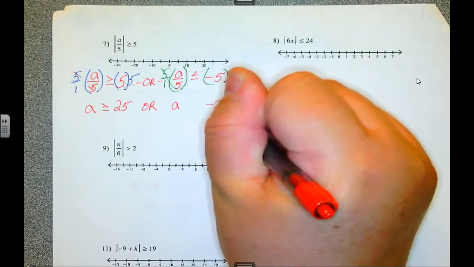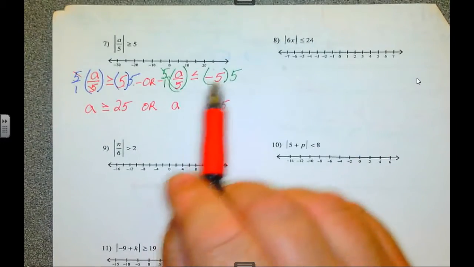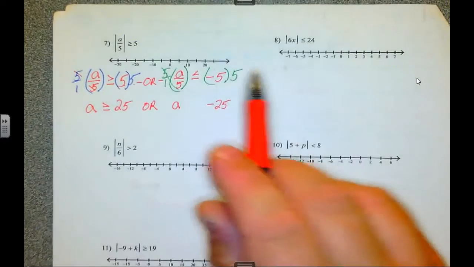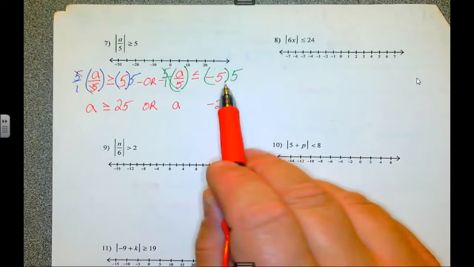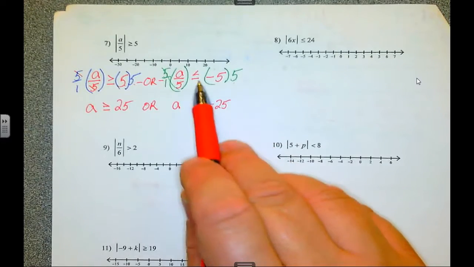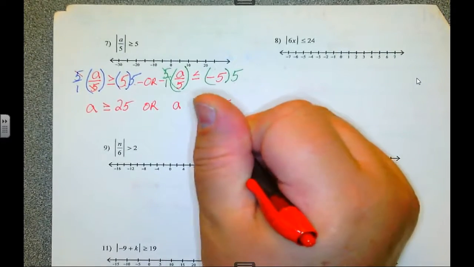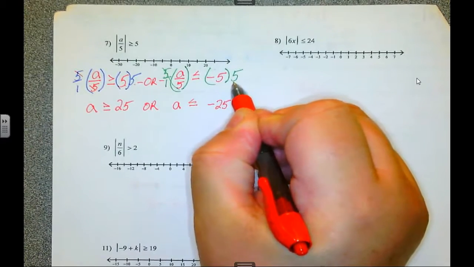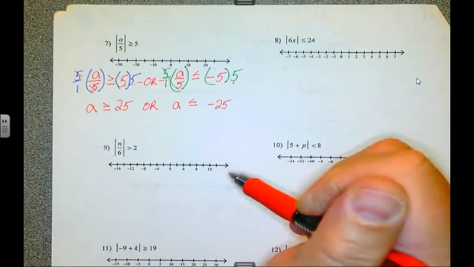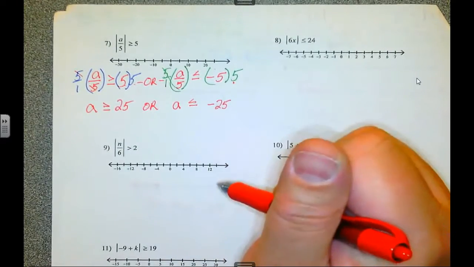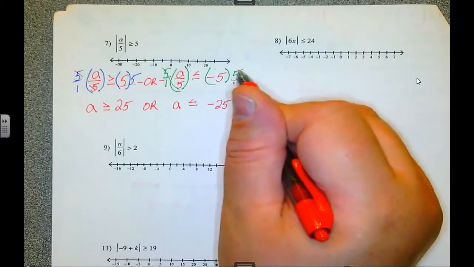negative 25. Now, please, this is what I mean by the word by. I am multiplying by a positive 5. So I keep the sign as is, even though it's a negative number, I'm multiplying by a positive 5. Okay? If this was a negative 5, I'd have to flip it, but it's not. It's a positive 5.